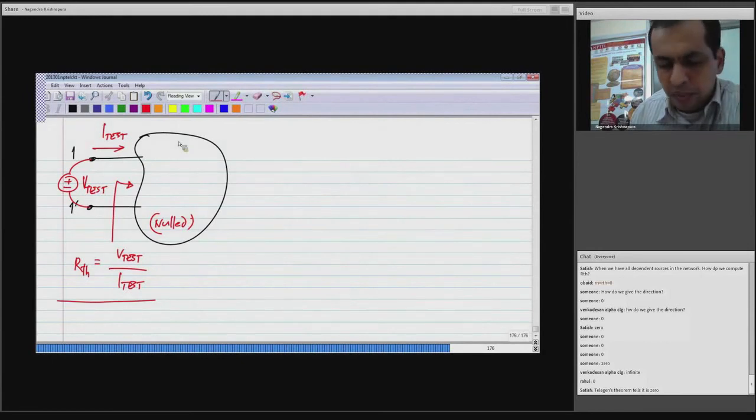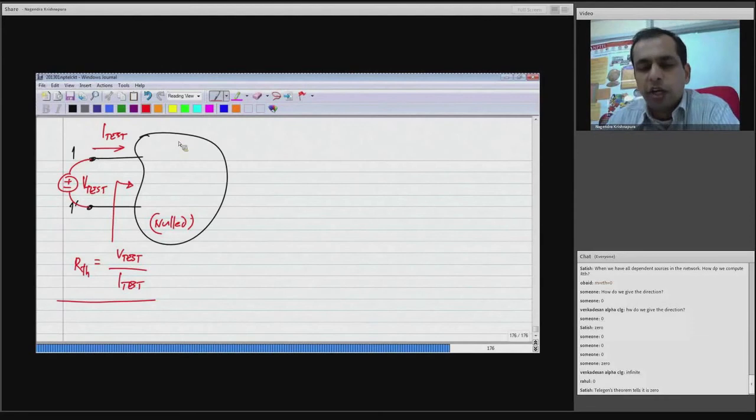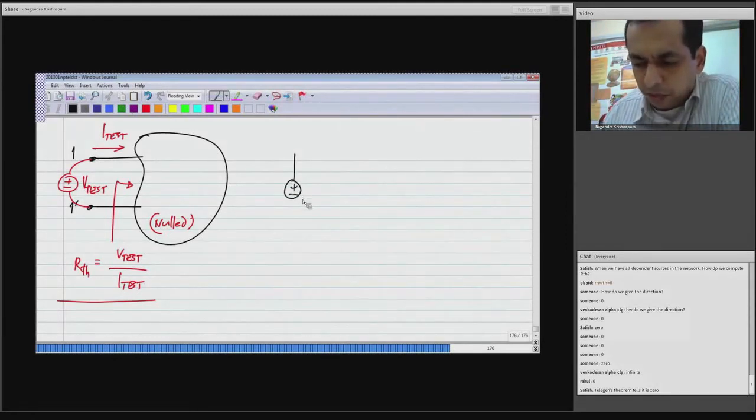Now this is true whether you have dependent sources or not. When you have resistors only, sometimes you may be able to use the formula for series or parallel combination of resistors. But in general, even with resistors, this is the method to use. So let me take a very simple example again.